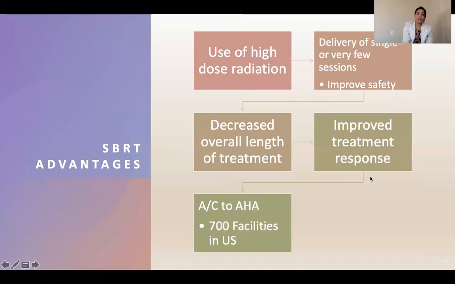Some of the advantages of SBRT are that a very high dose of radiation is used, which is given in a single or very few sessions to improve the patient safety. It decreases the overall length of the treatment. It also improves the treatment response. Also, according to the American Health Association, 700 facilities in the US claim that they offer SBRT.